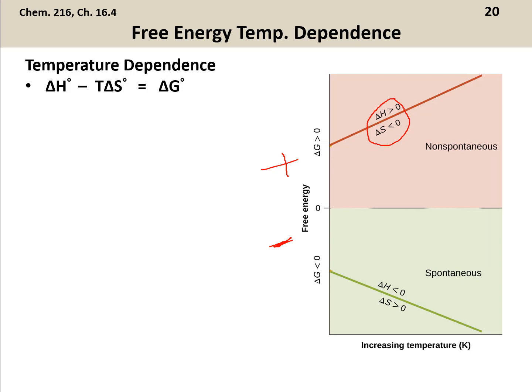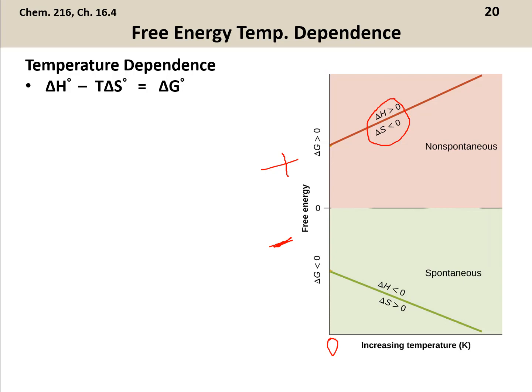So no matter what the temperature, this reaction is always going to be positive. If I think of something that has a negative delta H and a positive delta S, this is something that's always going to be spontaneous no matter what the temperature, right? Whether I'm at 0 Kelvin or really high Kelvin, it's always going to give me a negative delta G.